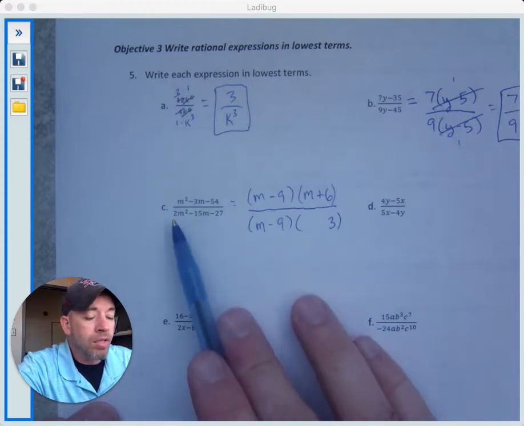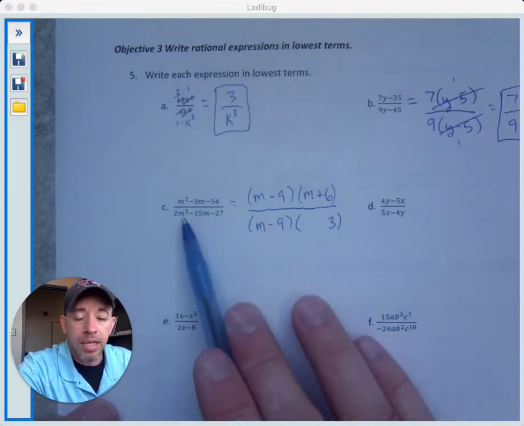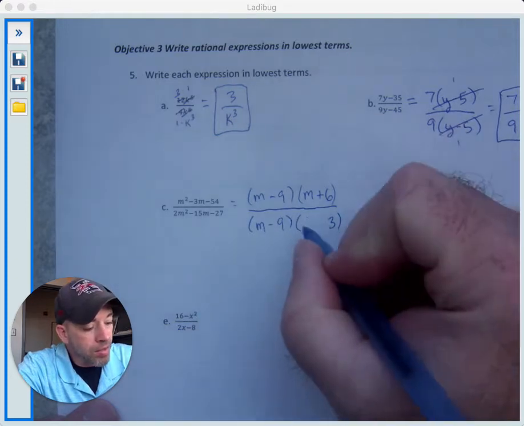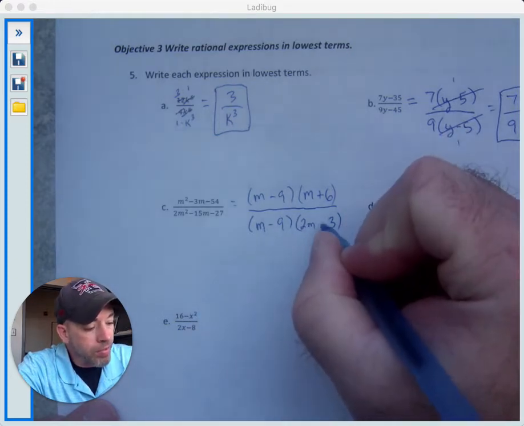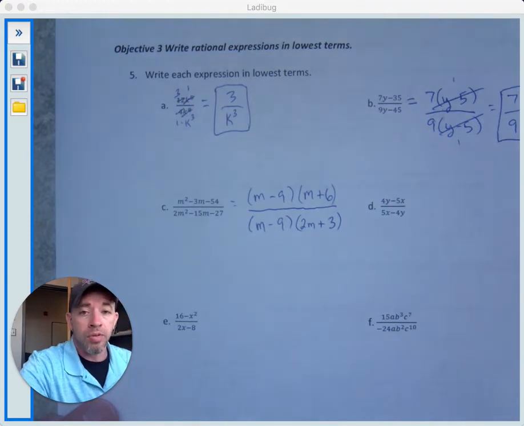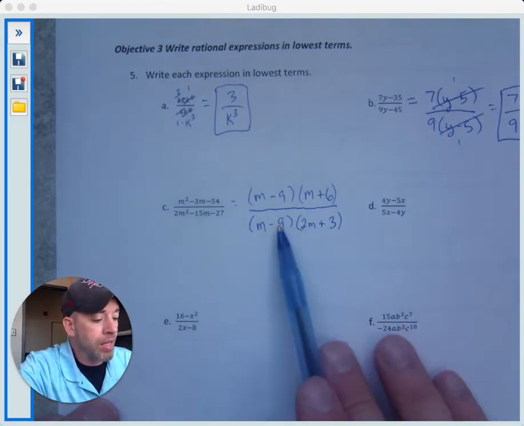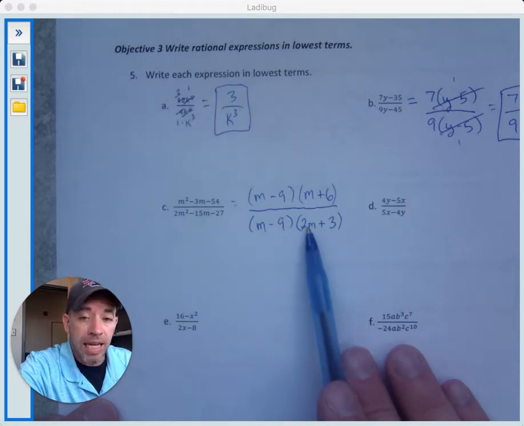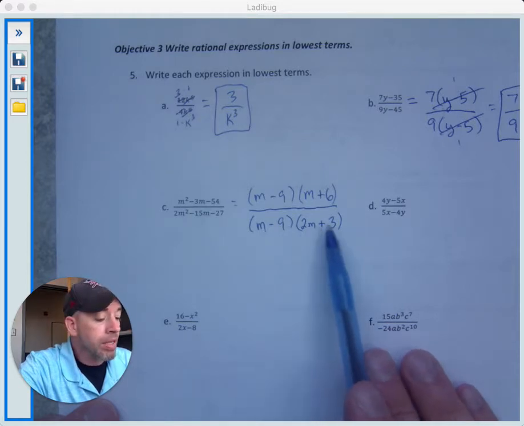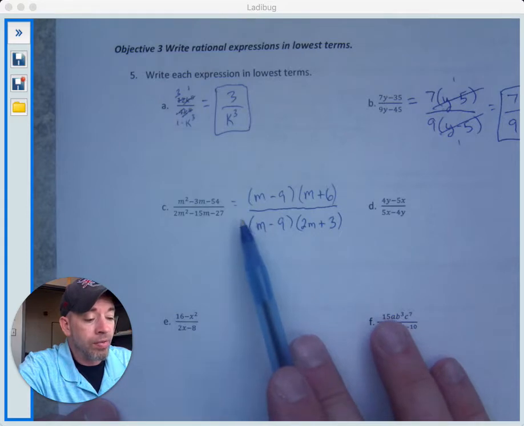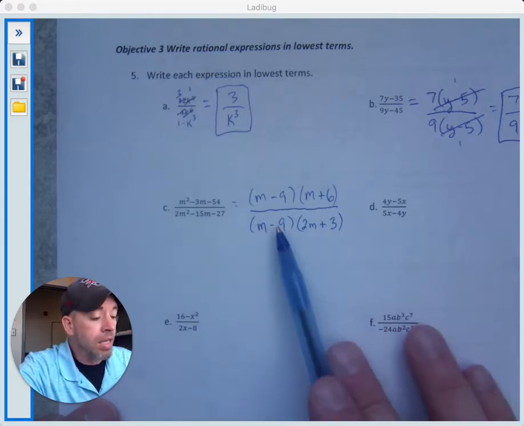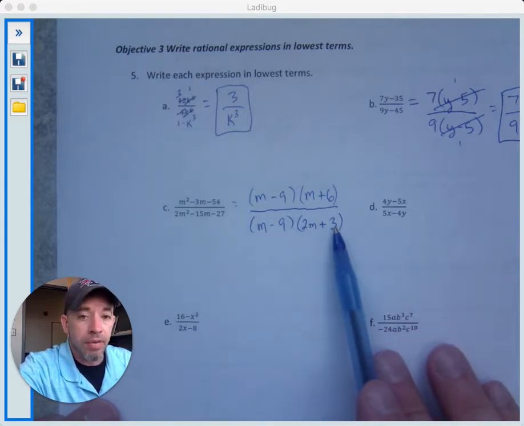And in order to get a 2m squared, I need m times 2m, right? So it's probably a 2m plus 3. Now let's check to make sure it works. M times 2m is 2m squared. Negative 9 times 2m is negative 18m, right? But then we're going to have plus 3m, and that will give us our negative 15m. And then negative 9 times 3 is negative 27.